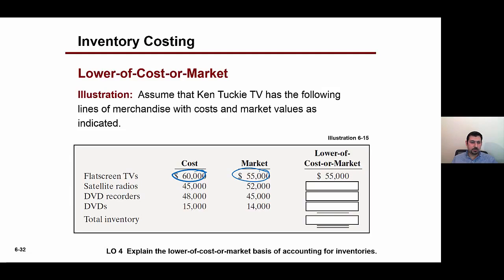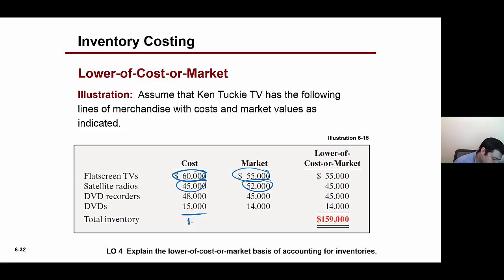Now for satellite radios, the cost is lower than the market, so cost is used. DVD recorders will use market, so the total inventory will be lower than it actually is. There are several ways of doing that. Certain companies just total the cost and total market, so you can total this one and total this one, see which one is lower, and then they use it. So there are several ways of doing that.